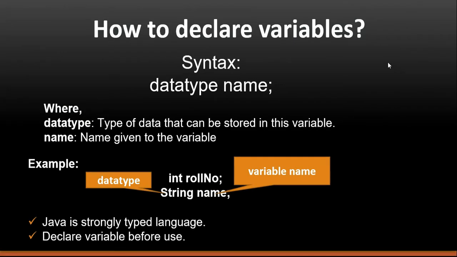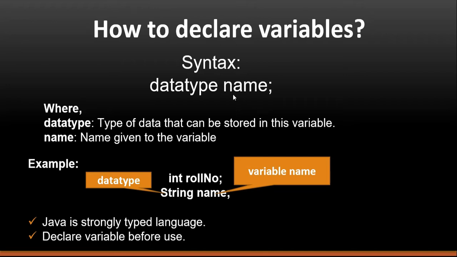Next is how to declare variables in Java. The syntax for declaring a variable in Java is data type followed by name. Now what is a data type? Data type tells the type of data which you want to store in memory. For example, if you want to store an address, then the data type is going to be String. If you want to store age, then the data type is going to be int. I'm going to cover data types in upcoming videos. For the time being, just understand that data type is nothing but the type of data which you want to store.